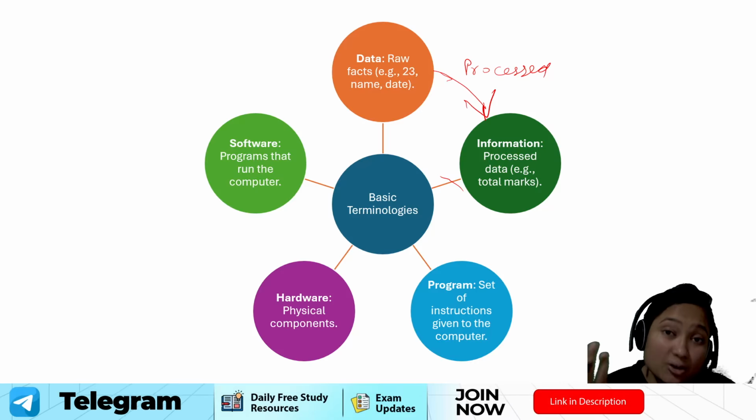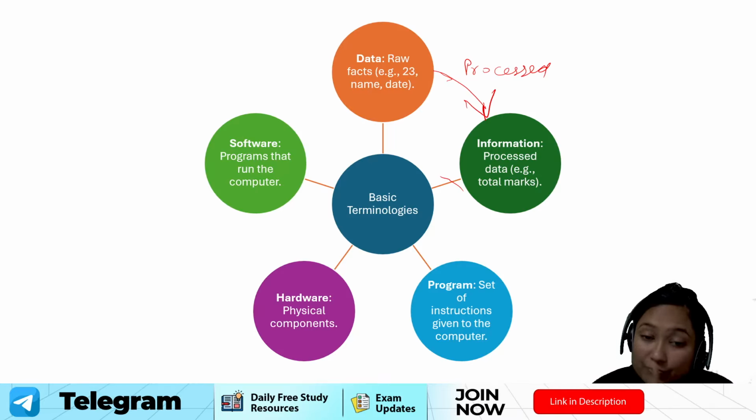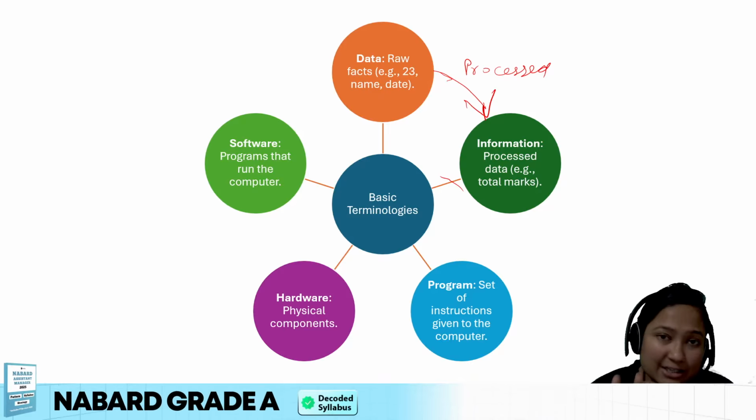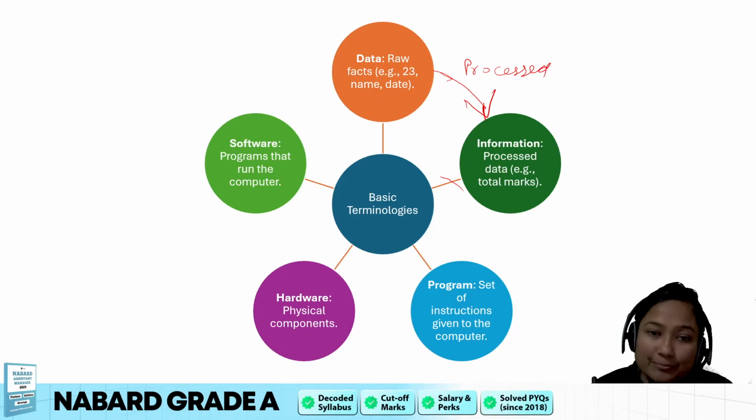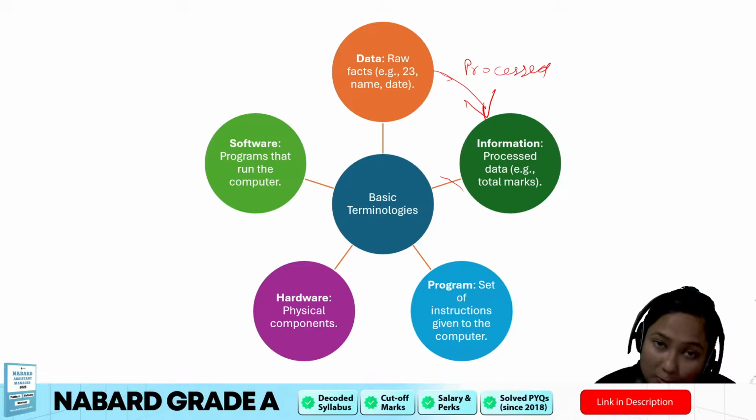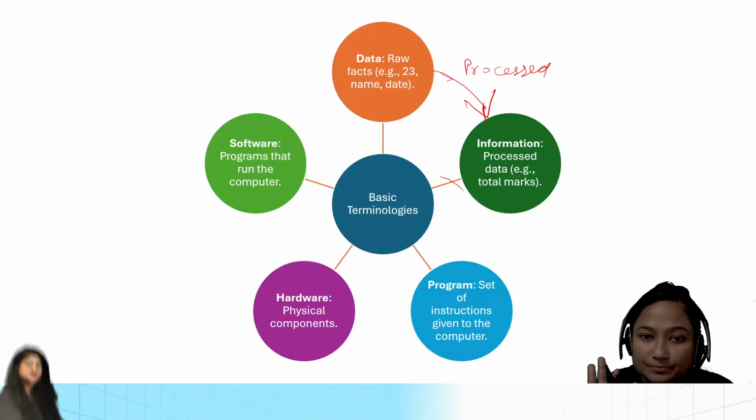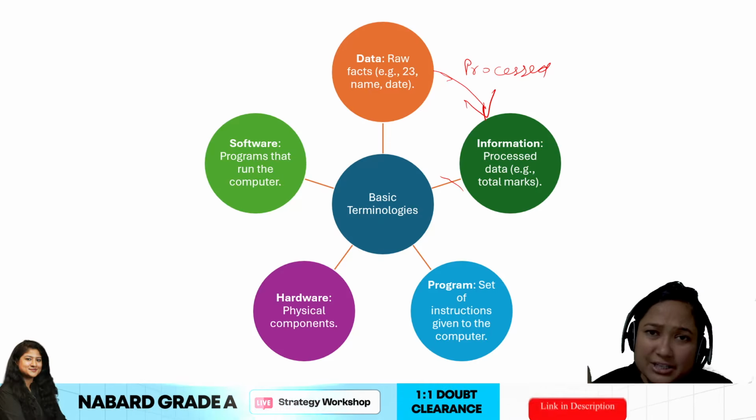Then we have hardware. Hardware are the physical components, again very important for your exam, we will do that topic. And software: when we are talking about hardware, these are physical components, you can see them, you can touch them. Software is inside the computer, you cannot touch them, you cannot see them. Programs together make software, so software and program are interchangeable also.